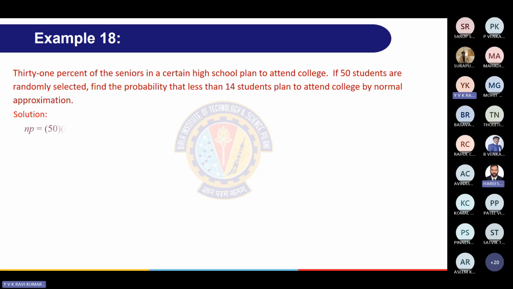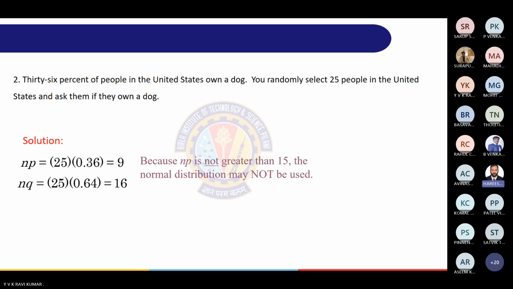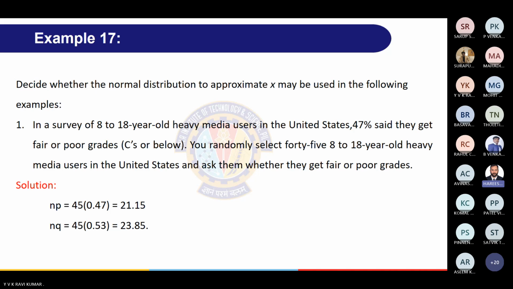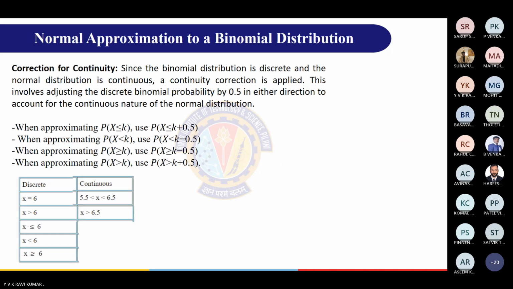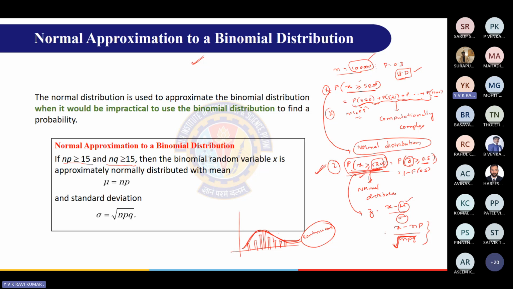Sir, could you please repeat how the np and nq limits come about, once again? This is, I think, from research. They observed it. Don't take advantage of it every time. The reason is the research evidence here. If these conditions are met, you won't see much difference.